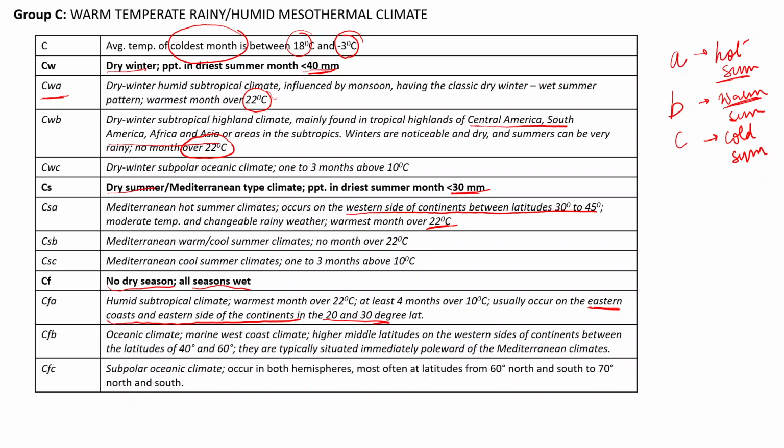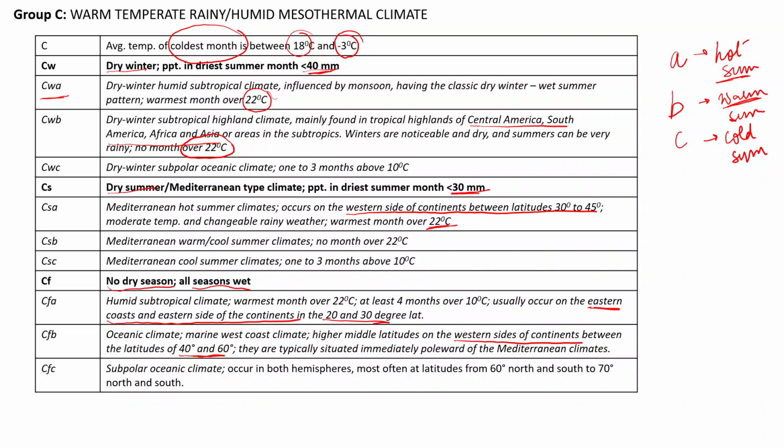CFB is the oceanic type of climate, maritime type of climate, marine west coast climate. It is found in the higher middle latitudes on the western side of the continents between latitudes of 40 to 60 degrees. They are typically situated immediately poleward of the Mediterranean climate. So if it is B, it means the summers are relatively cooler than A, warm summers.